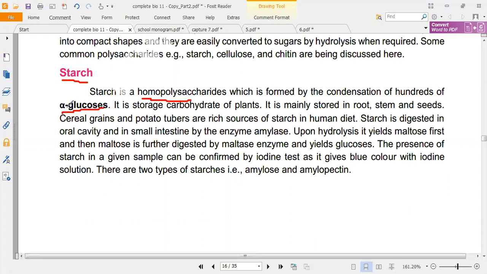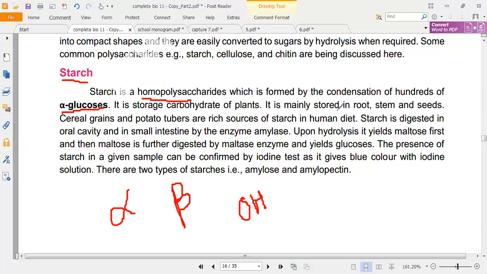So here we have discussed before that there are two types of glucose, alpha and beta. That is due to the position of the hydroxyl group at carbon number 1 in glucose. If that is below the ring, that means that is alpha. If it is above the ring, that means it is beta glucose. So in starch, there are alpha glucoses which are arranged by glycosidic bonds.